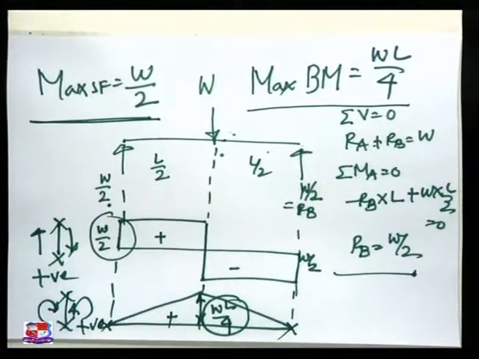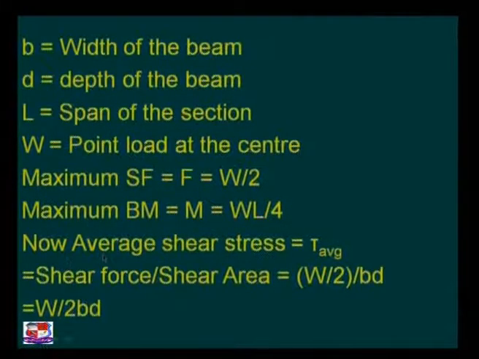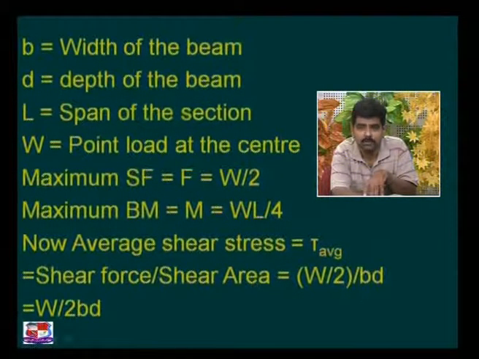Now come to the point on the PPT. The average shear stress, tau average, is nothing but the shear force by shear area. Shear area is the cross sectional area, and the cross sectional area is nothing but B cross D. So the shear force, that is W by 2, the maximum shear force that we have already found out from the shear force diagram, divided by BD, and we achieve W by 2BD, that is the average shear stress.